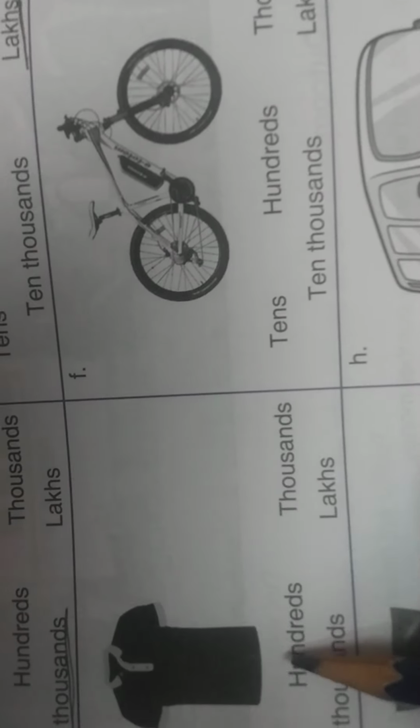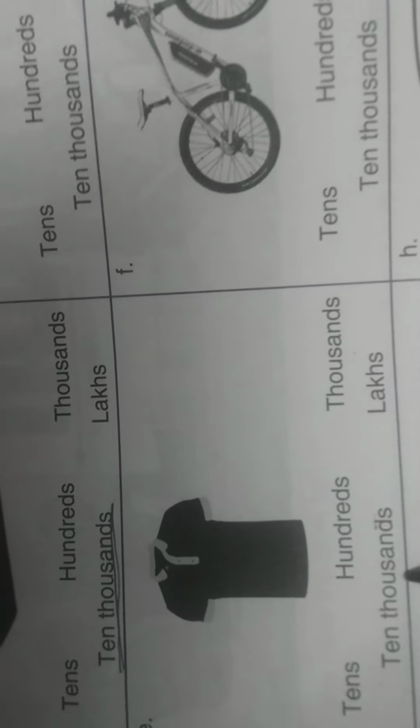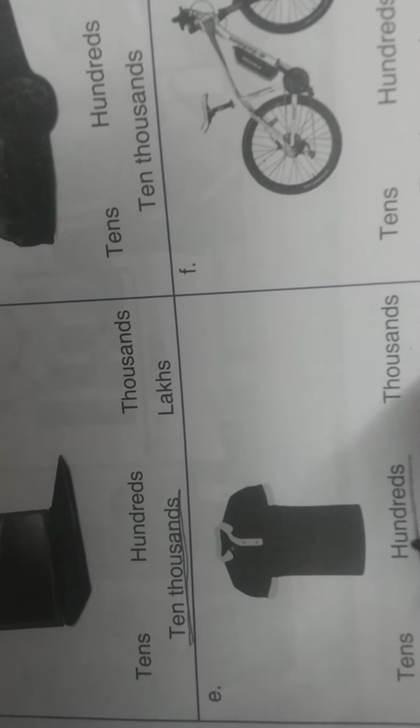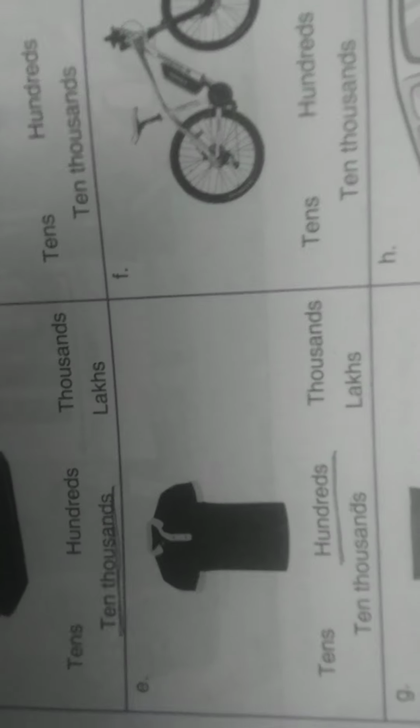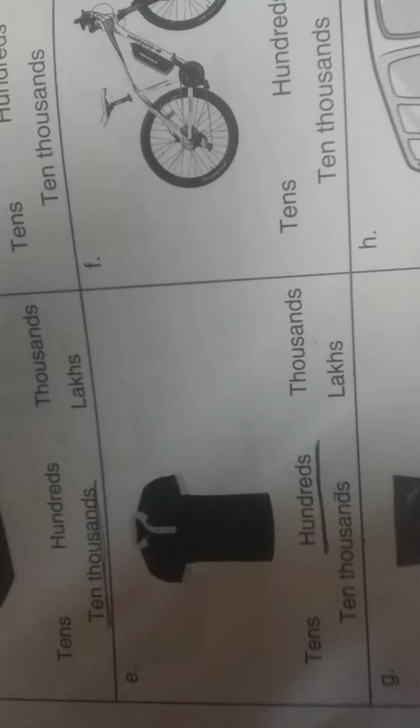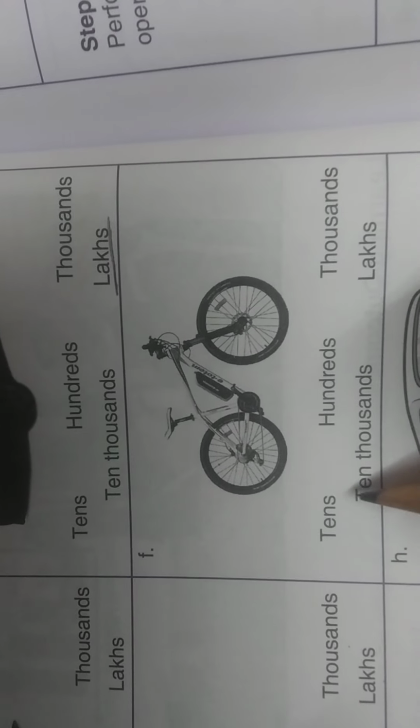Then the next one is a t-shirt. What will be here? T-shirt is here. So among tens, 100, 1000, 10,000 and lakhs, the t-shirt price is 100. T-shirt price is 100. It can come to 200, 500 also. Now next one, what will be there?